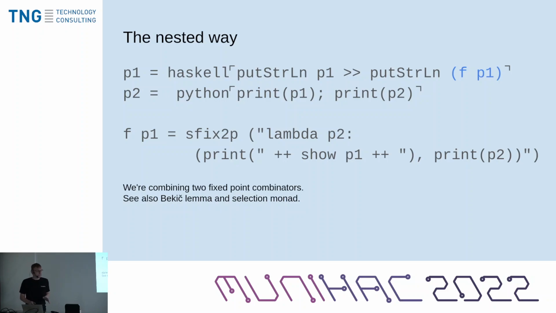And mathematicians have figured out that there is a way to combine fixed point operators, and there is a monad for that. I'm not kidding. It is called the selection monad, and that way is called the Escardó lemma. Now, the lemma is for the normal Y Combinator, and what we are doing is a staged equivalent of that.